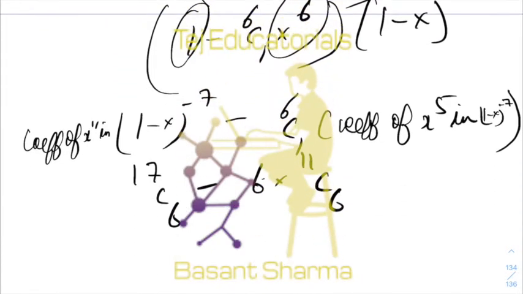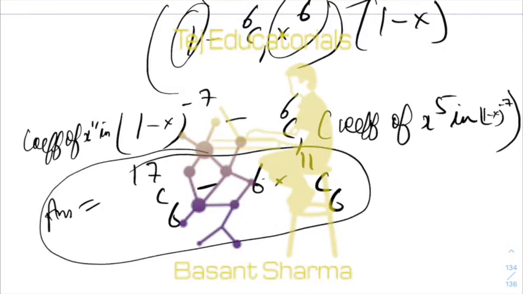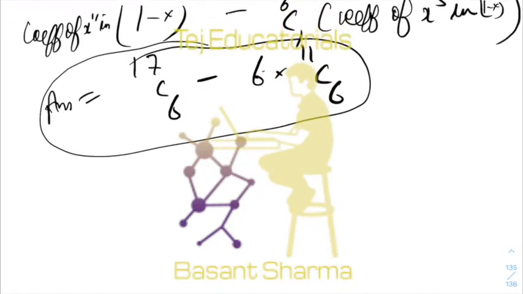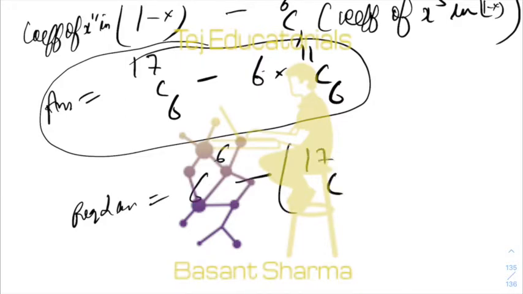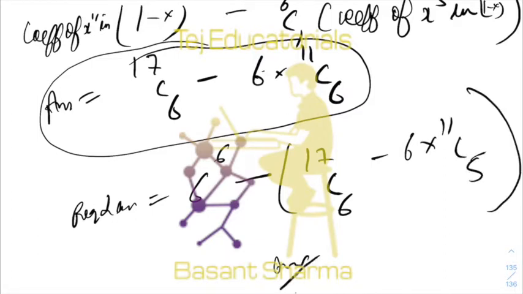So these are your number of solutions, the number of ways in which you can get a sum less than or equal to 17. So the required answer would be 6 to the power 6 minus 17c6 minus 6 into 11c5. Now let's move forward and solve some more questions.